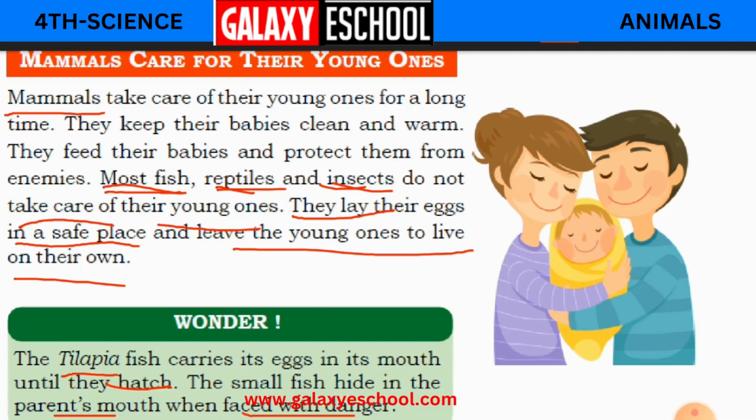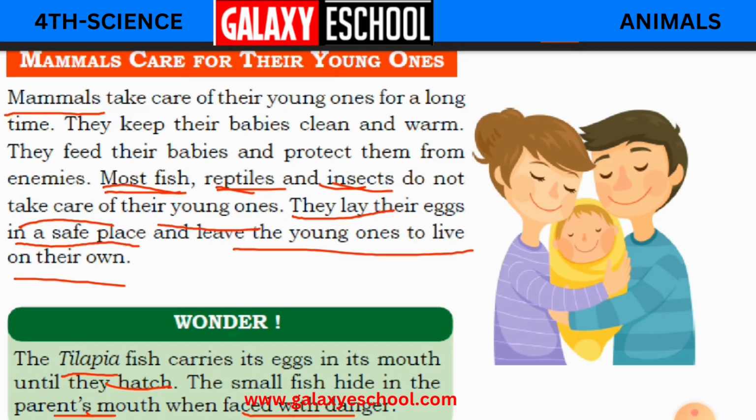Until they hatch, in the sense, until they come out from the egg. And the small fish is going to hide in its parent's mouth when faced with danger. So as we learned, the fish lays eggs in the water. It is an aquatic animal. So when it lays eggs, what happens? Some of the other aquatic animals are going to eat them.